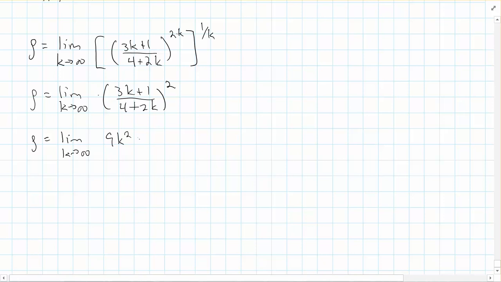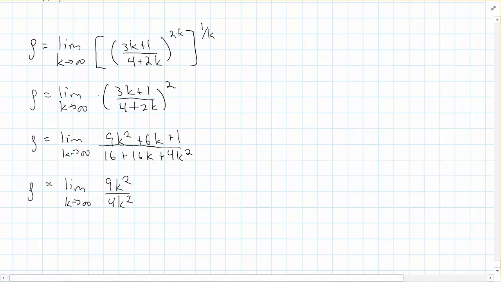So we have 9k squared plus 6k plus 1 over 16 plus, that would be 8, so 16k plus 4k squared. And then we can simply use, again, the lead terms. Make sure that when you do the lead terms, it isn't necessarily what's first, it's what's the highest degree. But then we can clearly see this is 9/4. But wait a minute, rho is equal to 9/4, which is greater than 1. So by the root test, the series diverges.